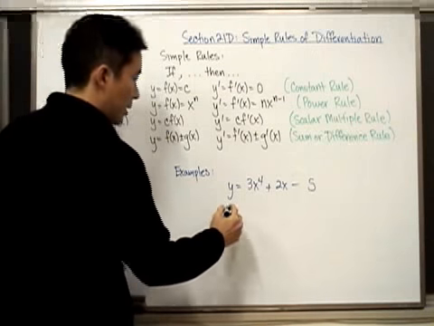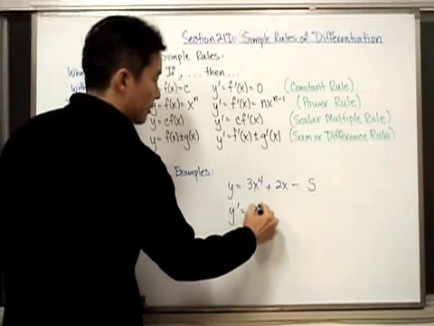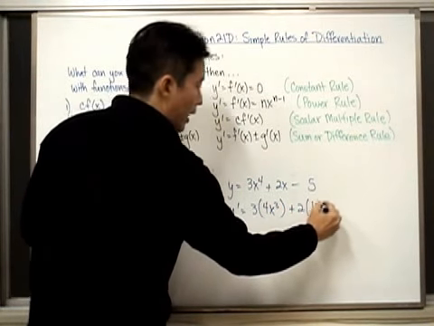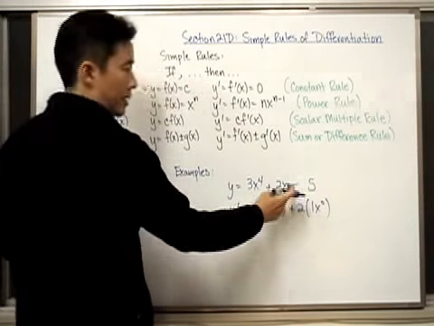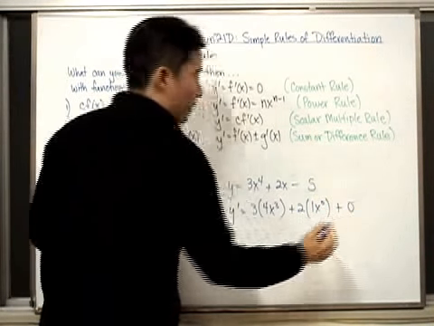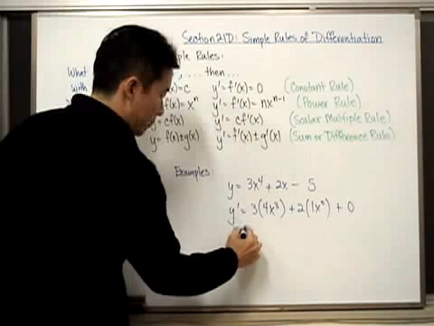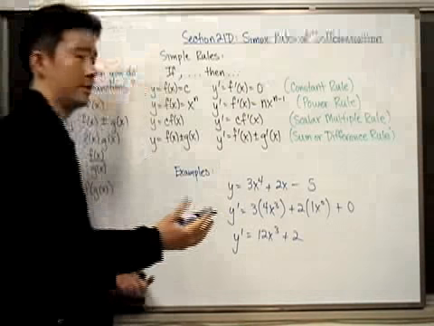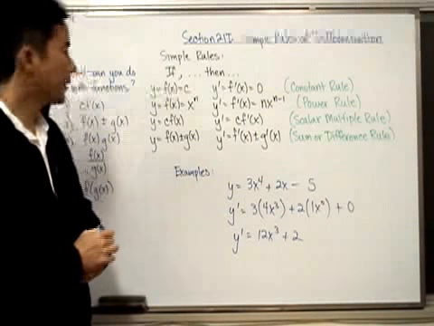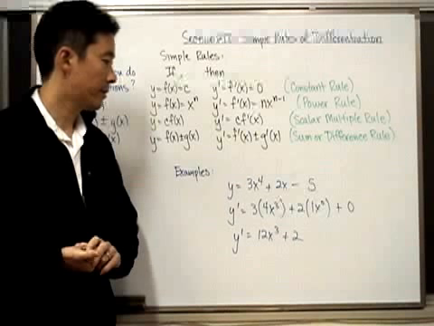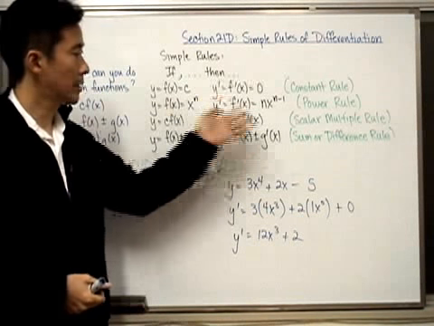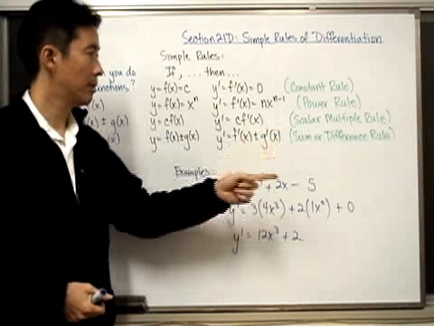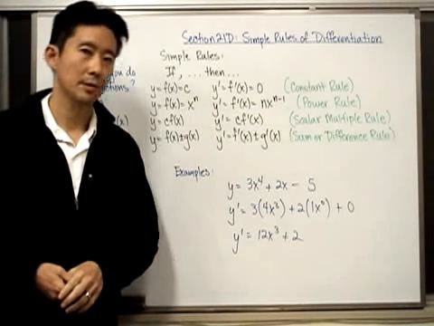Use the constant rule. So what I come up with then is y prime is going to be 3 times 4x to the third, plus 2 times 1x to the 0. And then, of course, the derivative of a constant is 0. So what we come up with then, y prime is going to be 12x to the third plus 2. And you are finished. So notice that we can very simply find the derivative function given any function, so long as at this point it only deals with a constant, a power, or a scalar multiple, or a sum or difference of functions. Okay, and there you go.